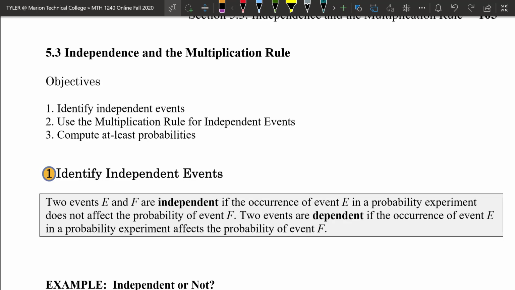So in objective one, we have here to start with the definition of independent and dependent events. Two events E and F are independent if the occurrence of event E in a probability experiment does not affect the probability of event F. Two events are dependent if the occurrence of event E in a probability experiment affects the probability of an event F. Right? So in other words, two events E and F are independent if knowing what happened in E doesn't impact the probability of F.